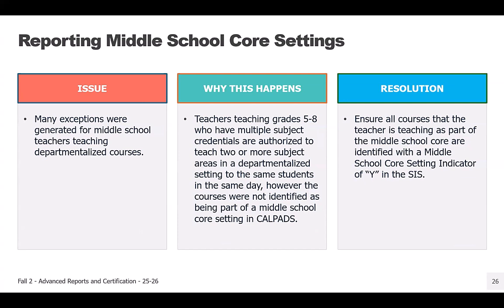So you want to avoid misassignments in such scenarios by ensuring that all courses that the teacher is teaching as part of the middle school core are identified with a middle school course setting indicator of Y in the course section record in your student information system. And that course section record is then uploaded to CalSAAS. So that middle school course setting indicator is very important to keep an eye on.